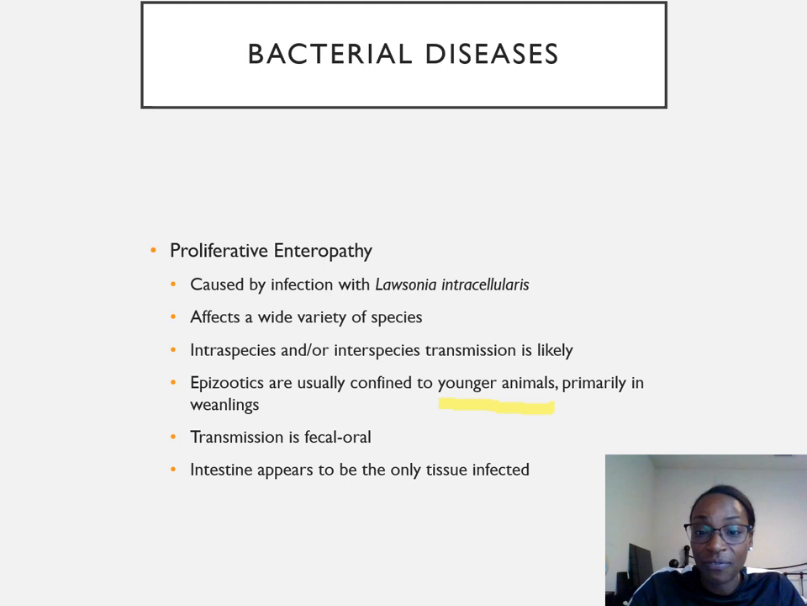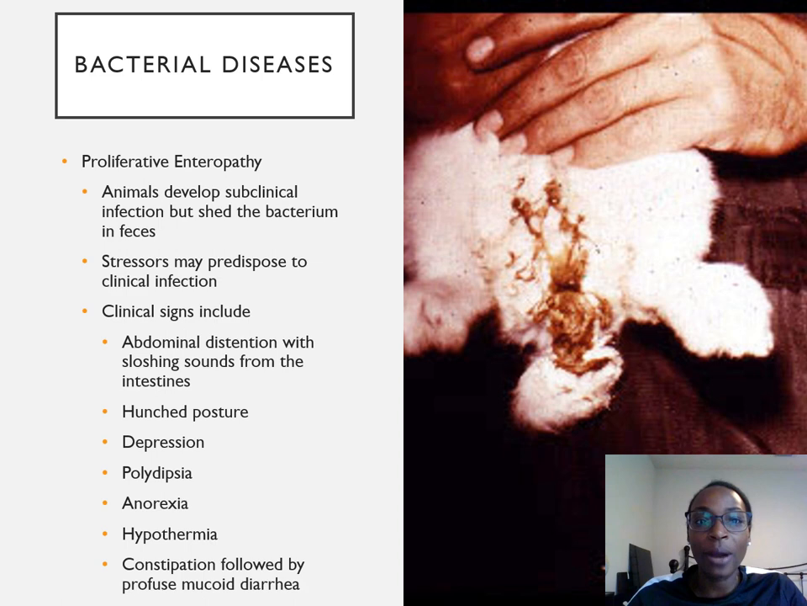So here's a picture of a rabbit that has proliferative enteropathy. All right. And it looks pretty gross, doesn't it? So originally the animals are going to have a subclinical infection. That means that they're not exhibiting any clinical signs yet of having the organism or having the disease. All right. But during that time, they are still shedding the bacteria in their feces. So again, they are asymptomatic at this point, but they are still shedding the bacteria in their feces, which means that it could be transmitted to other animals.